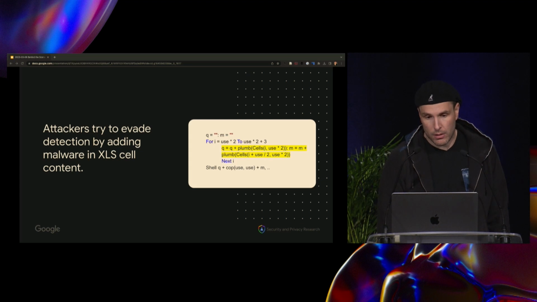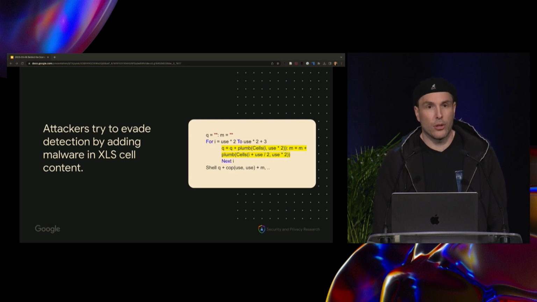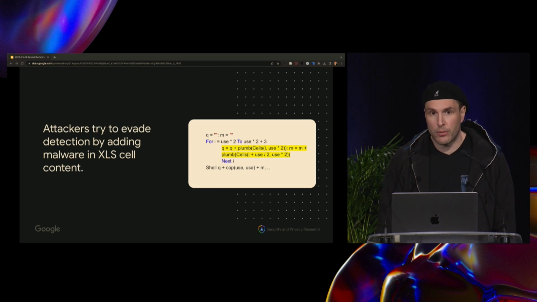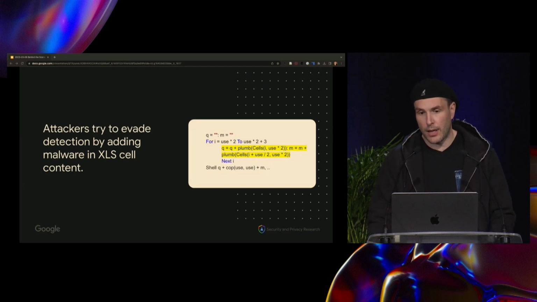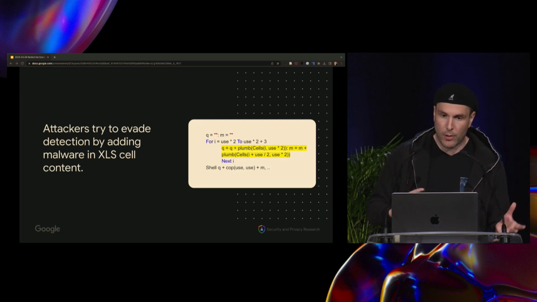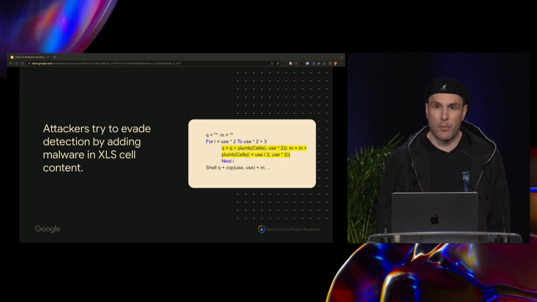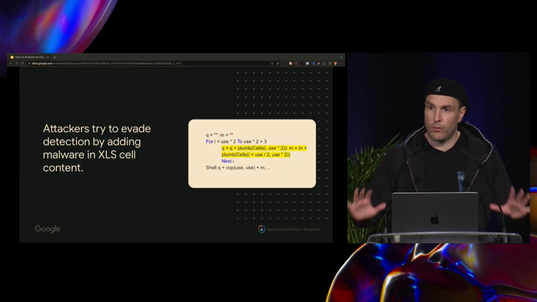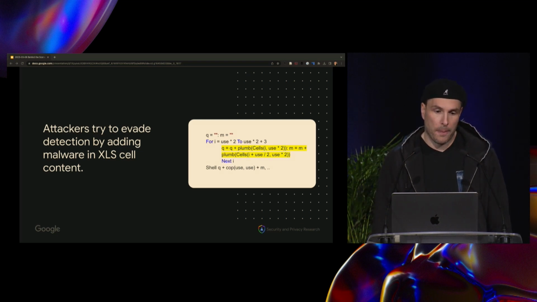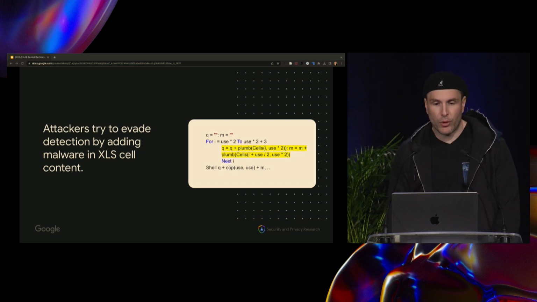Another example here for an Excel file, for instance, all the TTPs, techniques and protocols. They like to insert part of the code in the cells, which means that we need to combine what the user sees and what's part of the script to have a global vision of the document. This is something they do on a daily basis.